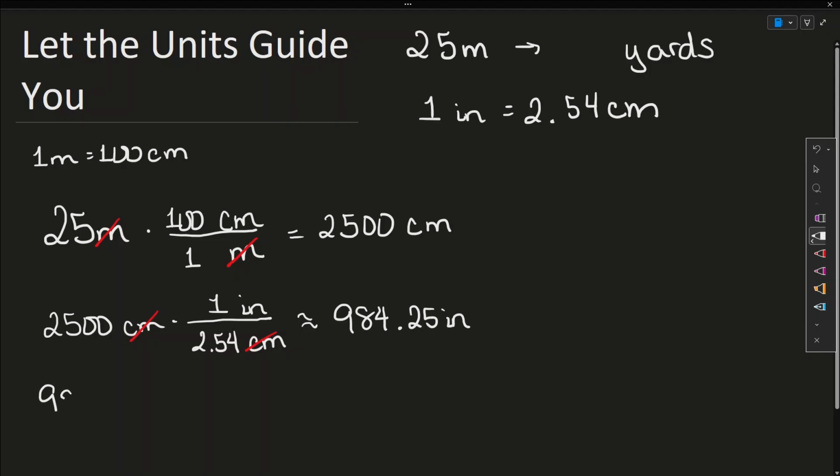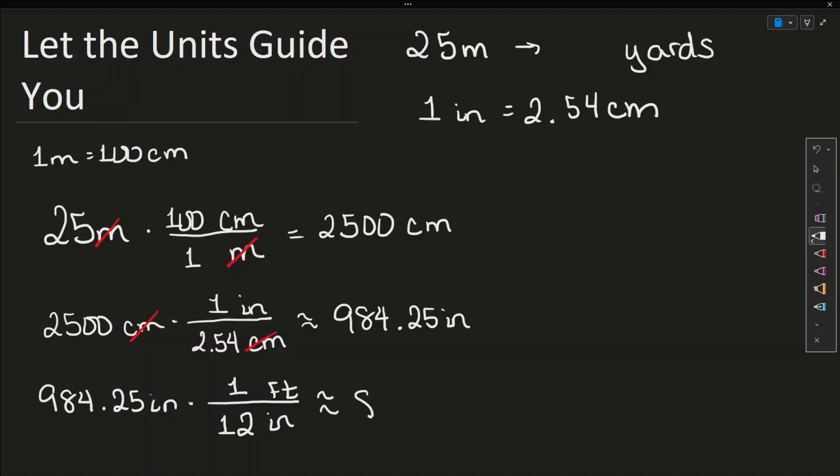Now that we have inches, we can start converting to feet. We want to cancel the inch unit, so I'll put it on the denominator and feet on the top. 1 foot is 12 inches. When we work that out, we get about 82.02 feet, since our inches cancel.